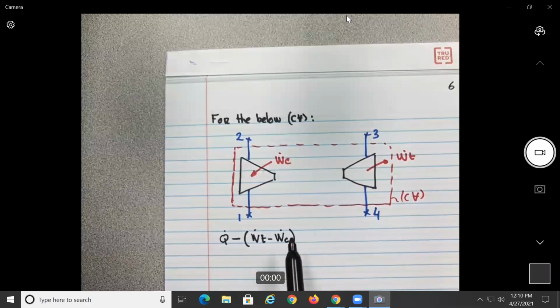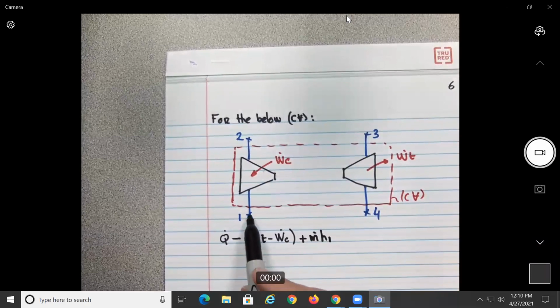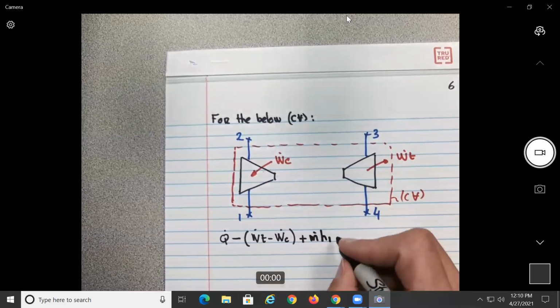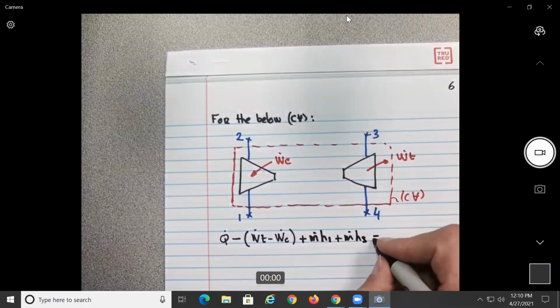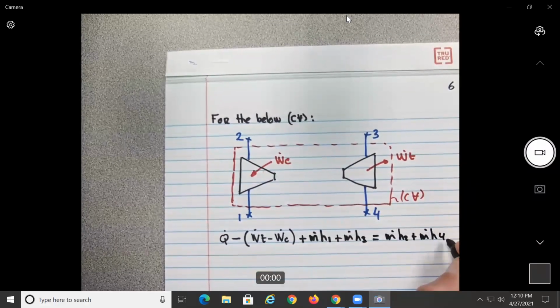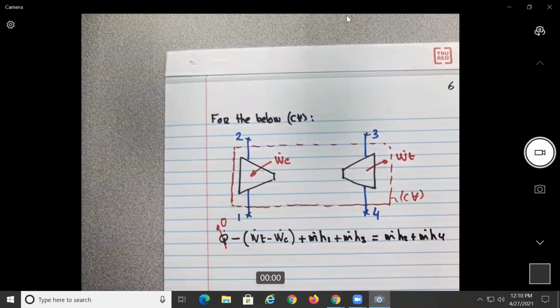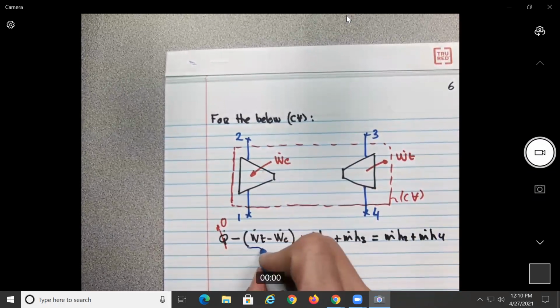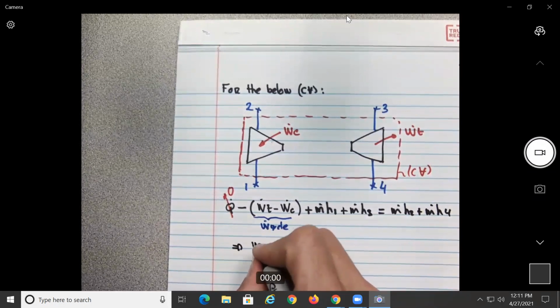That's my W dot over here. And now this should be equal to what? What is coming in? Plus m dot h1 is coming in into the system. And what else is coming in? h3. And what is leaving is m dot h2 plus m dot h4. So in this one, there is no heat. And we know this is actually the work of the cycle. So we could solve here for the total power of the cycle.